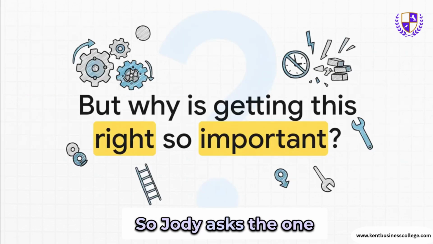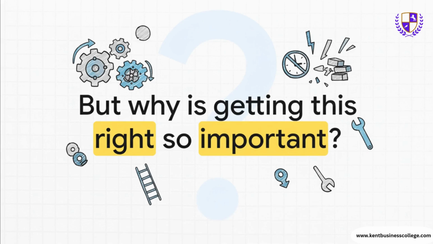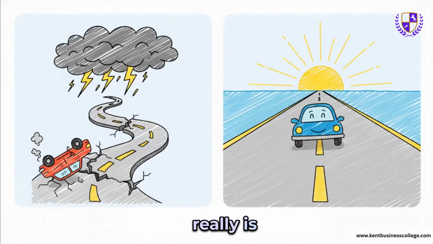So Jody asks the one question every single apprentice should be asking. Okay, but why does this actually matter? What happens in the real world if you mess this up? And the answer, really, is pretty simple. Without good resource management, that trip is a total nightmare. You get delays, you run out of cash, quality drops, it's just stressful. But when you get it right, you're in control. The journey is smooth, predictable, and in the end, successful.